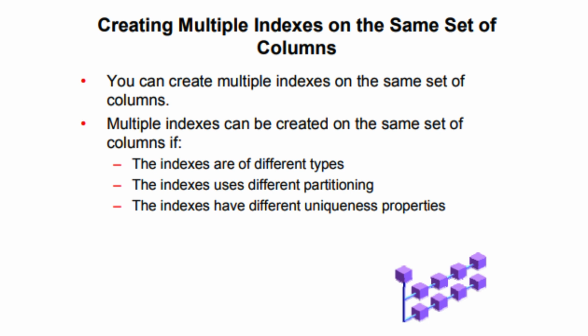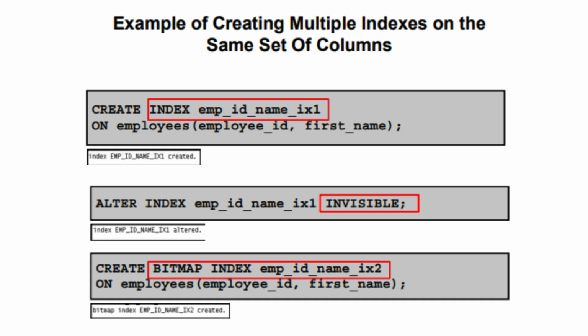You can create multiple indexes on the same set of columns if the indexes are of different types, use different partitioning, or have different uniqueness properties. For example, you can create a B-tree index and a bitmap index on the same set of columns. Similarly, you can create both a unique and non-unique index on the same set of columns. When you have multiple indexes on the same set of columns, only one of these indexes can be visible at a time.